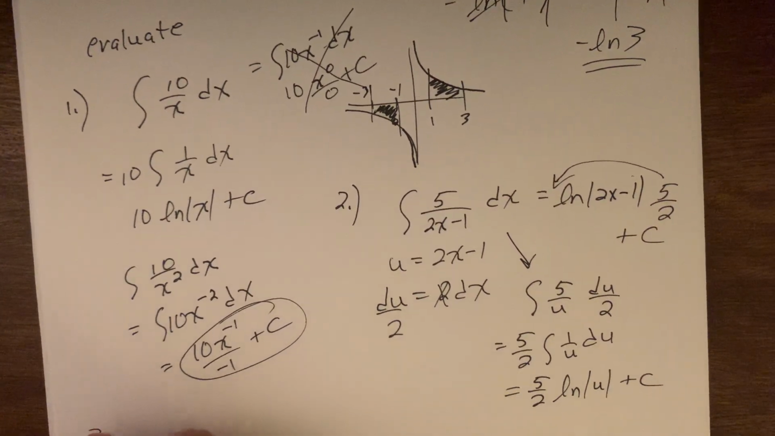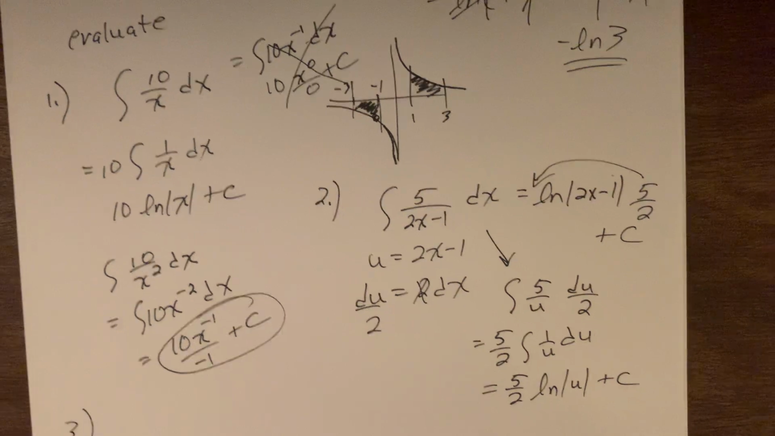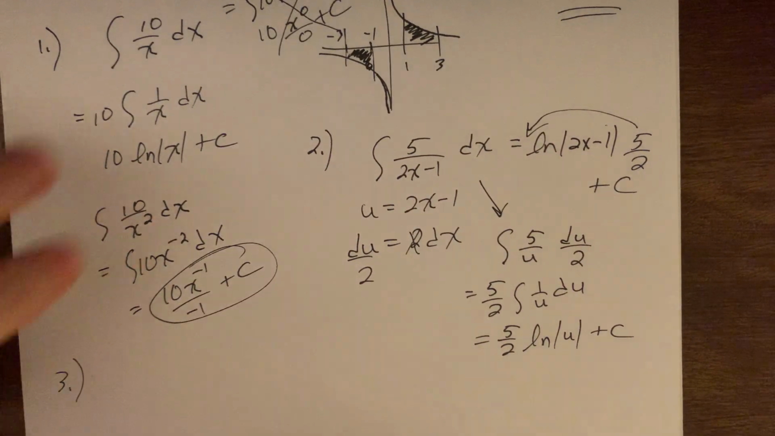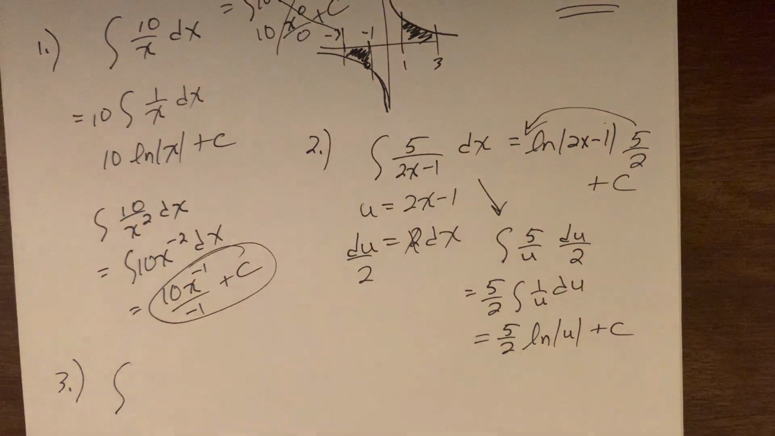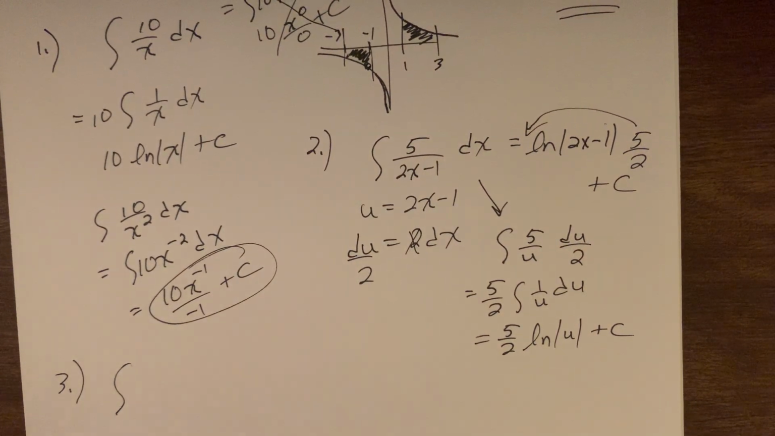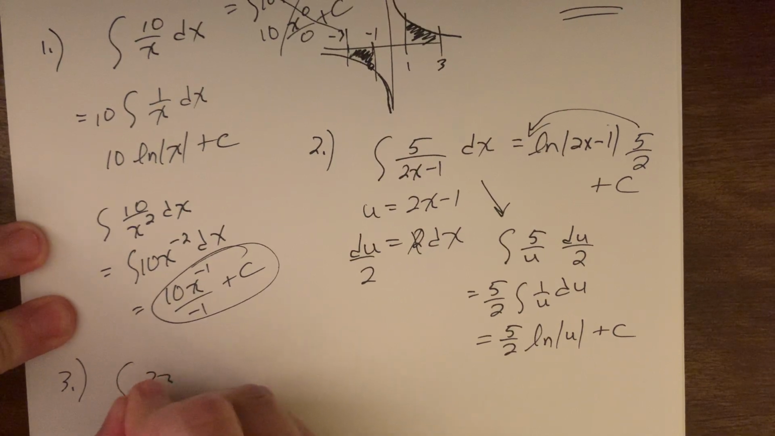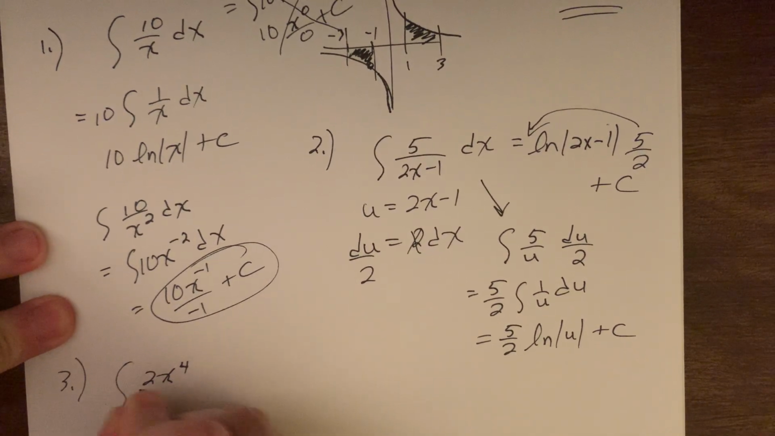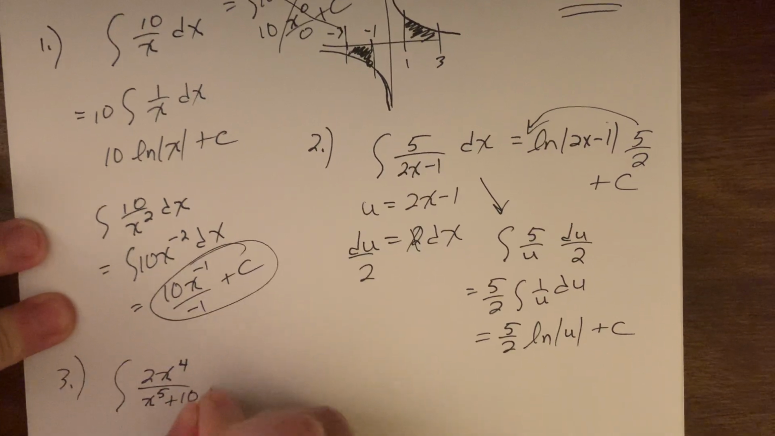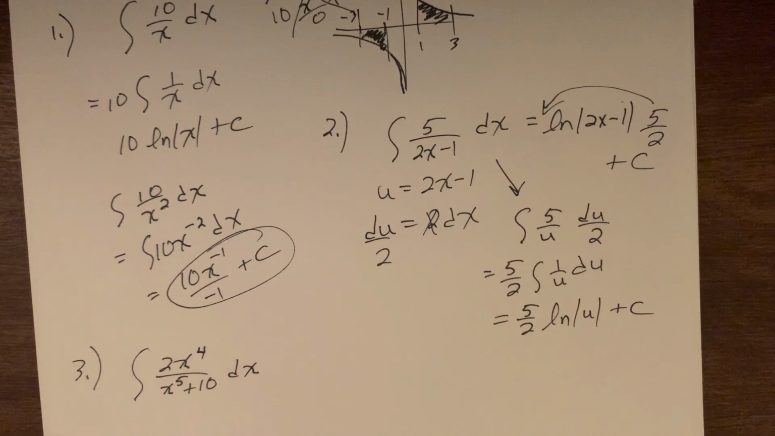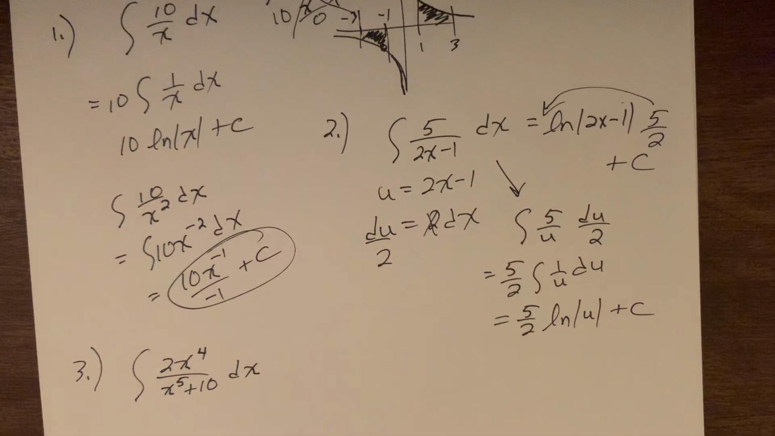Let's do another. Number 3, let's take a look at the integral of, let's do 2x to the 4th over x to the 5th plus 10 dx. Now things are looking uglier. Things are looking a little bit more challenging.